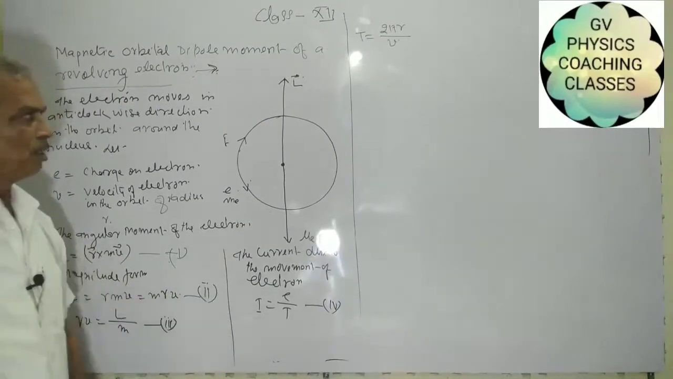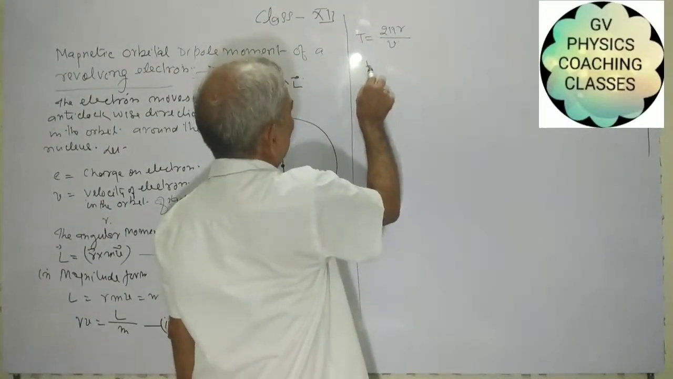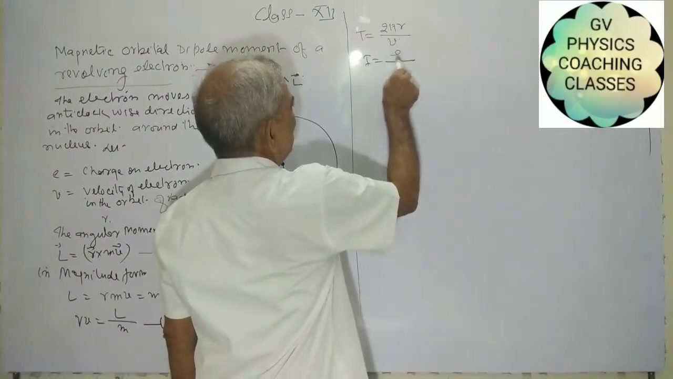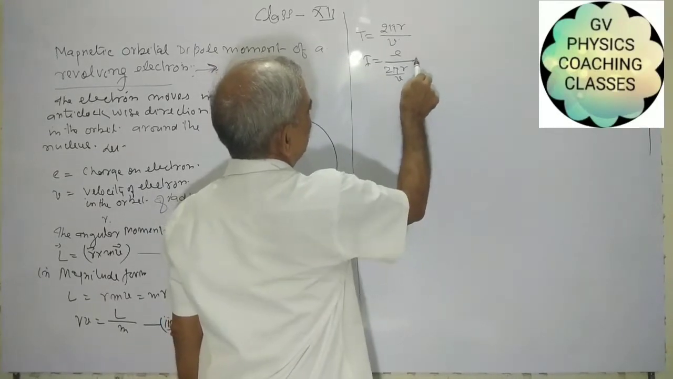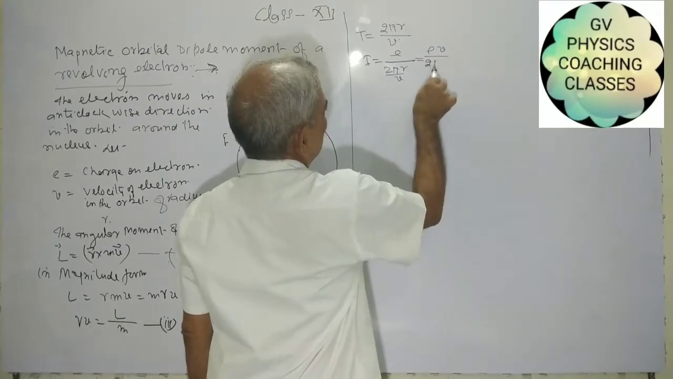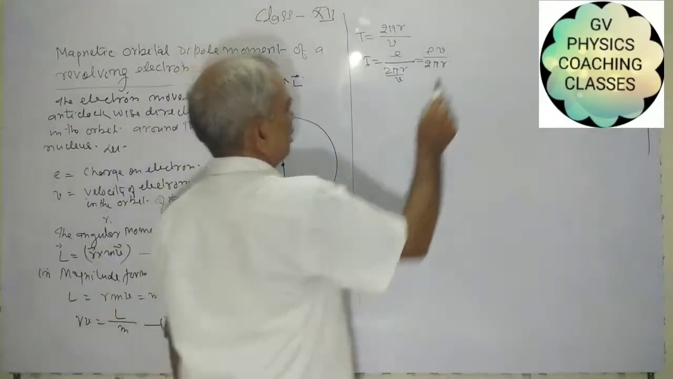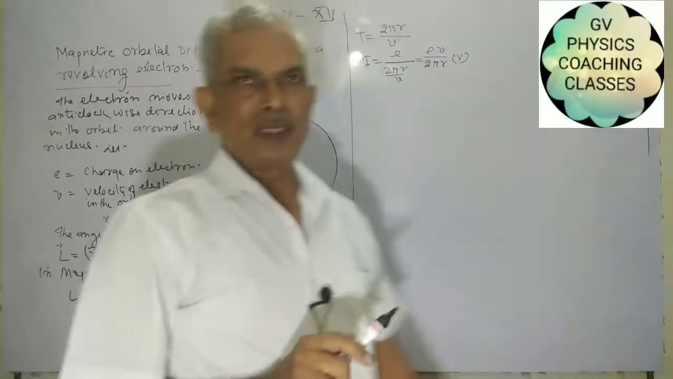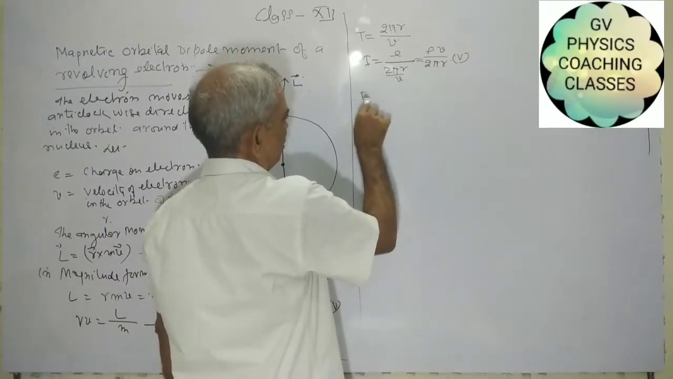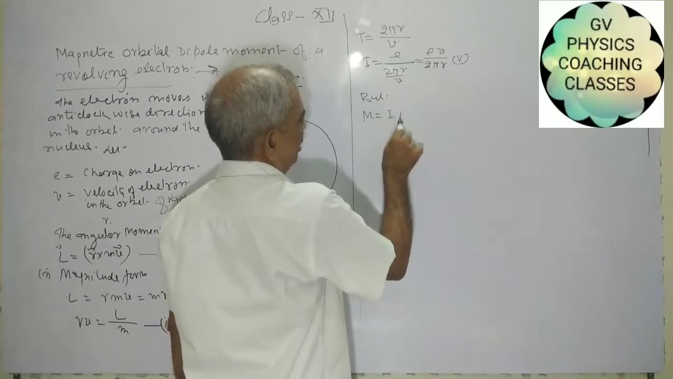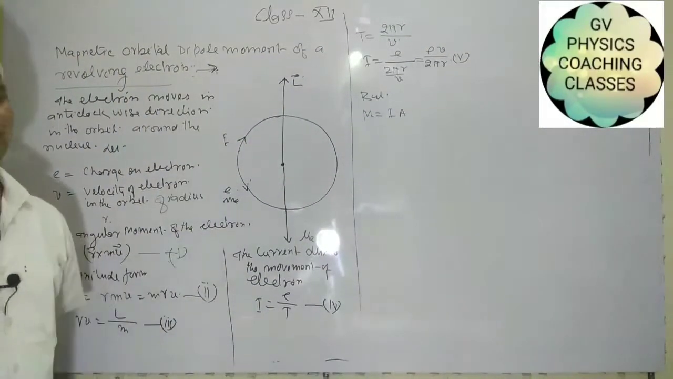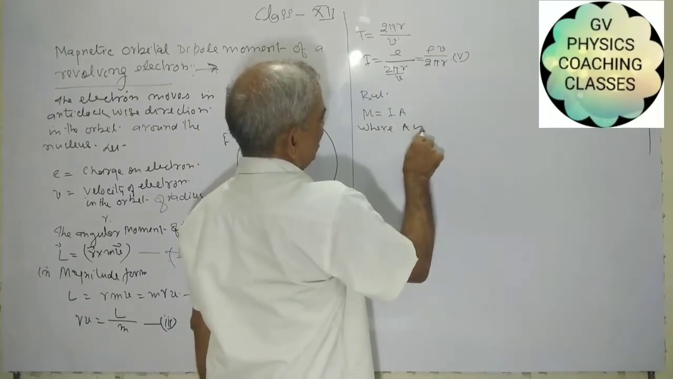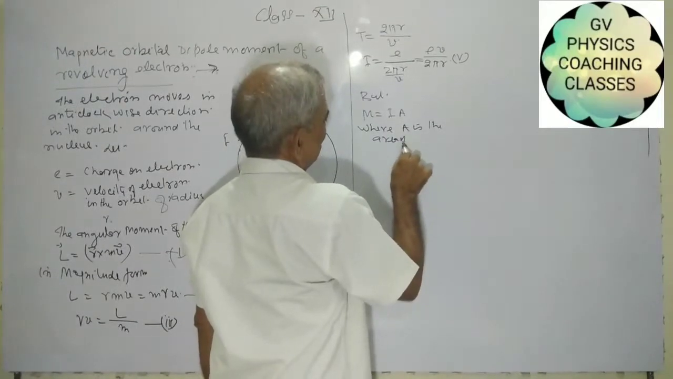Now put the value of T in this equation. Then I equals e upon 2 pi r upon v, or we can write it as e v upon 2 pi r. Let this be equation 5. According to the definition of the magnetic dipole moment, mu equal to I A, where A is the area of the loop and I is the current.